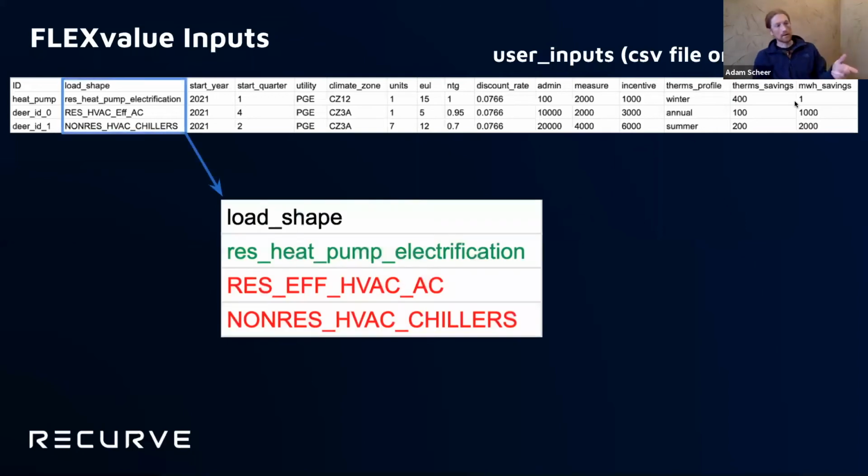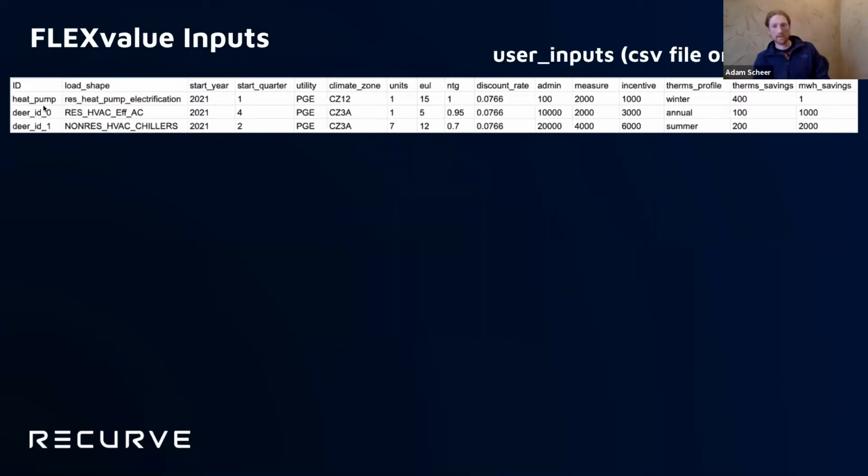Now, I want to draw specific attention to this one field. So let me back up just a minute. Let's walk through this for a minute. So you have an ID for every row. Each row contains a load shape. Each one of these rows could be like a measure or a program that you're reporting. It would typically be a row that would just go into the cost effectiveness tool.